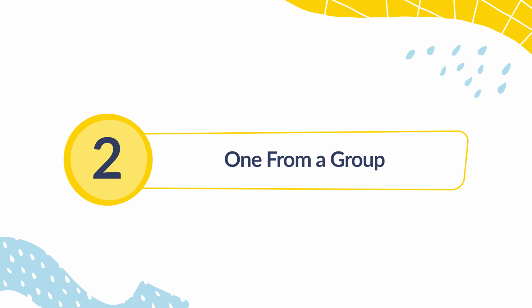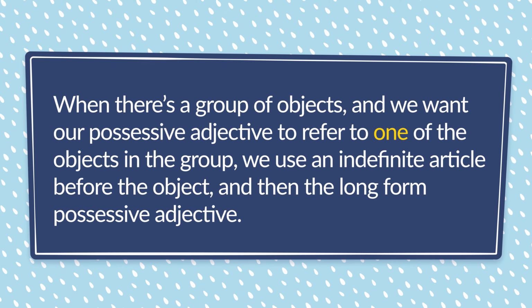The second structure method is 1 from a group. When there's a group of objects and we want our possessive adjective to refer to one of the objects in the group, we use the indefinite article before the object and then the long form possessive adjective.